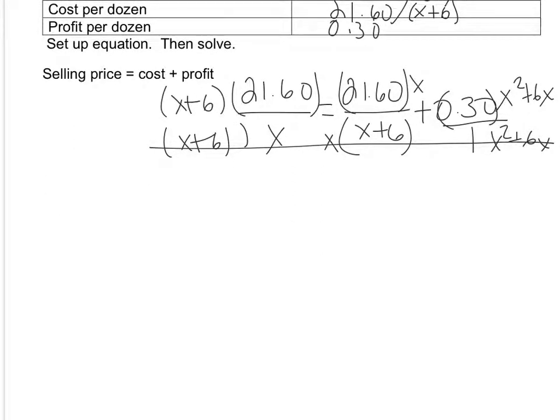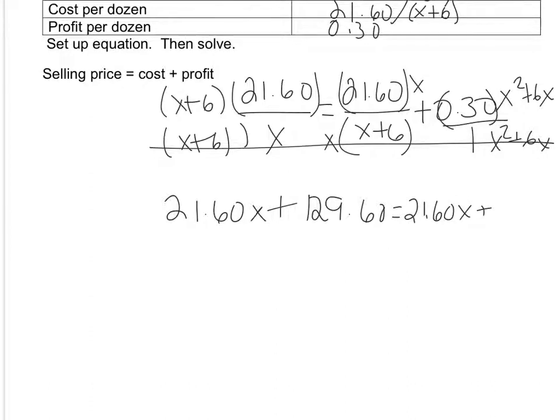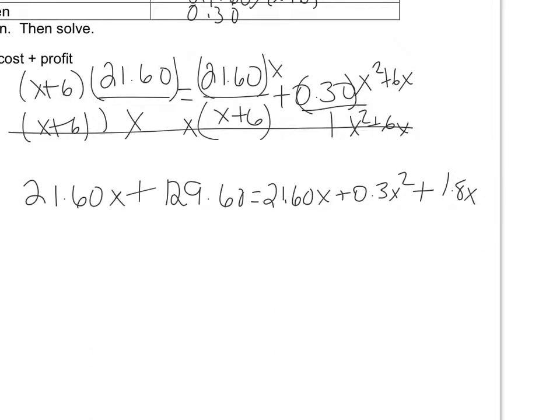So distribute these out, so you have 2160X plus 129.60 equals 2160X plus, so we have the 0.3x squared plus 1.8x.